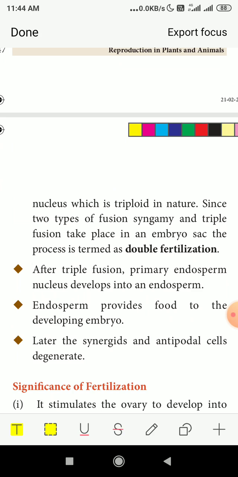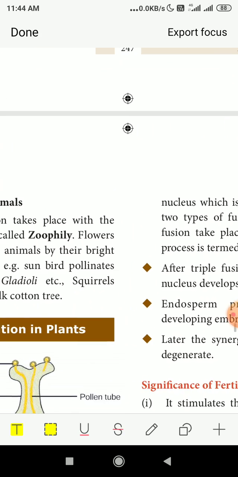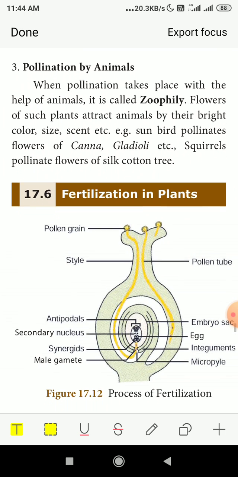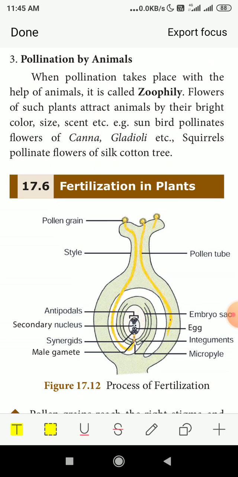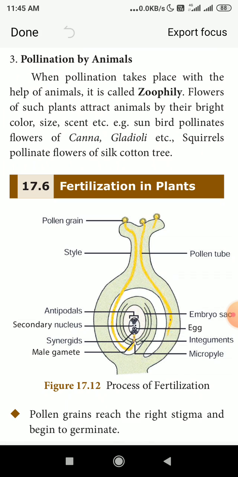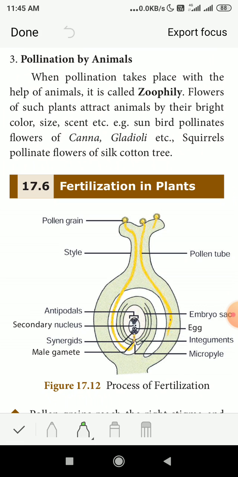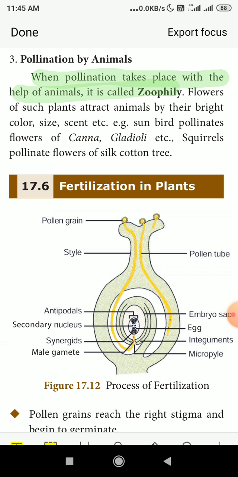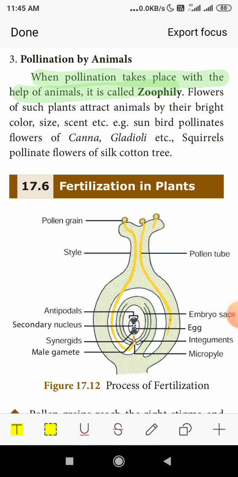And now next comes pollination by animals. When pollination takes place with the help of animals, it is called zoophily. We have studied already that the study of animals is called zoology. So it is very easy to remember. Pollination by animals is always called zoo, zoophily. Flowers of such plants attract animals by their bright color, size, scent, etc. So for animals also, it needs bright color, then only it will get attracted, and a nice smell must also be there.